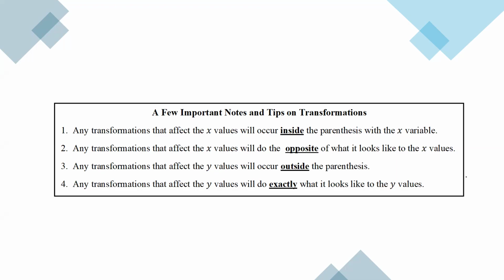Any transformations that affect the y values are outside of your parentheses. That's your a and your k. They are away from the x, and they do exactly what they say they're going to do because why lie? Your a and your k are just going to be what they are. If a is 2, I'm multiplying by 2. If k is minus 2, I'm going down 2. Make sense? Those are big, big things.